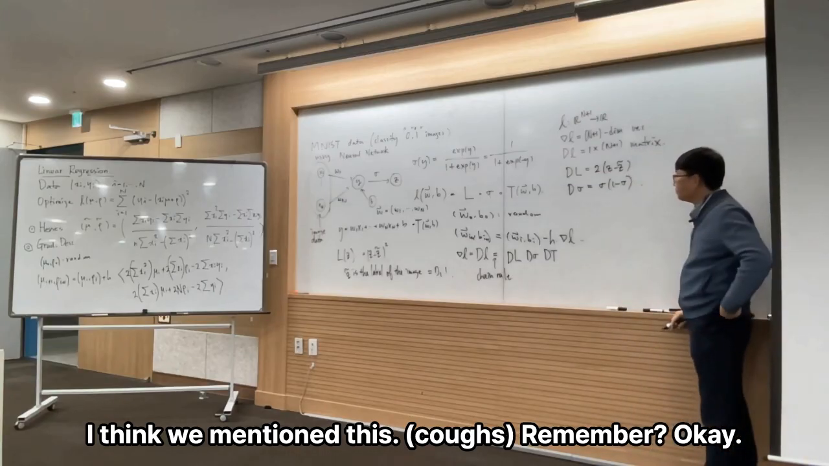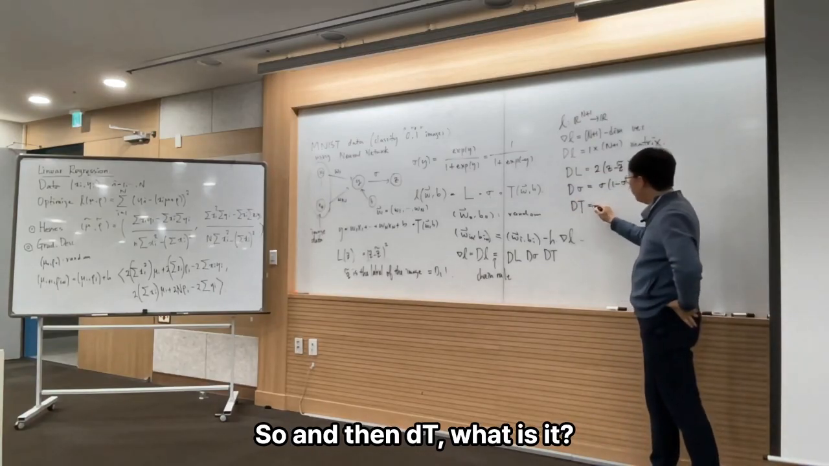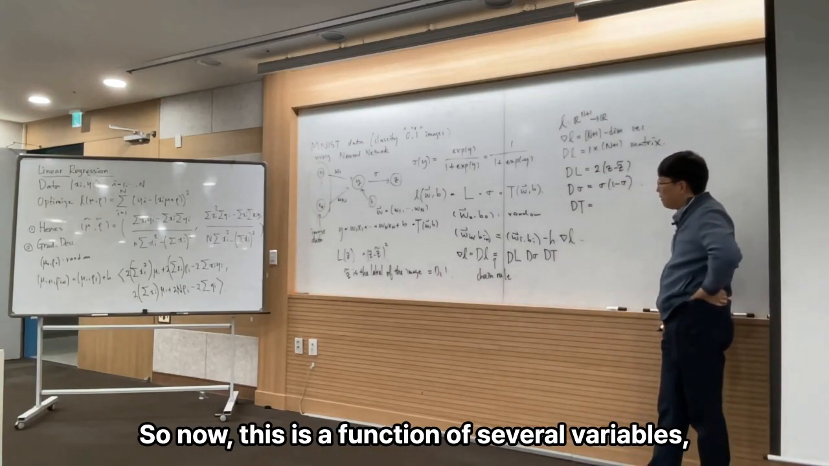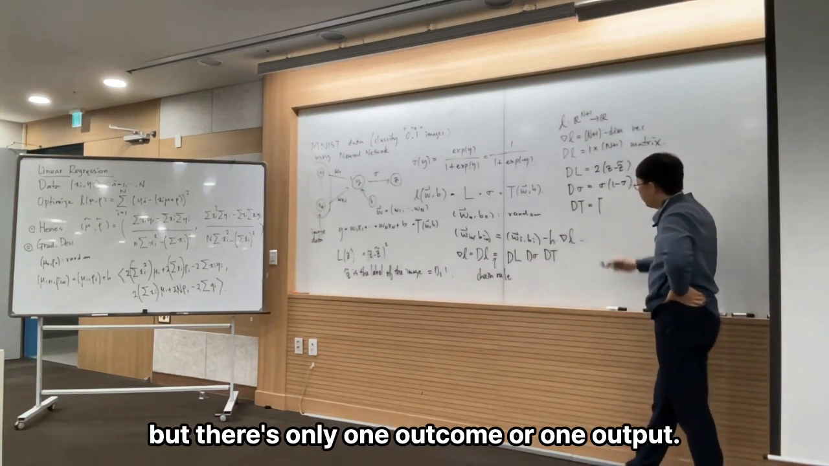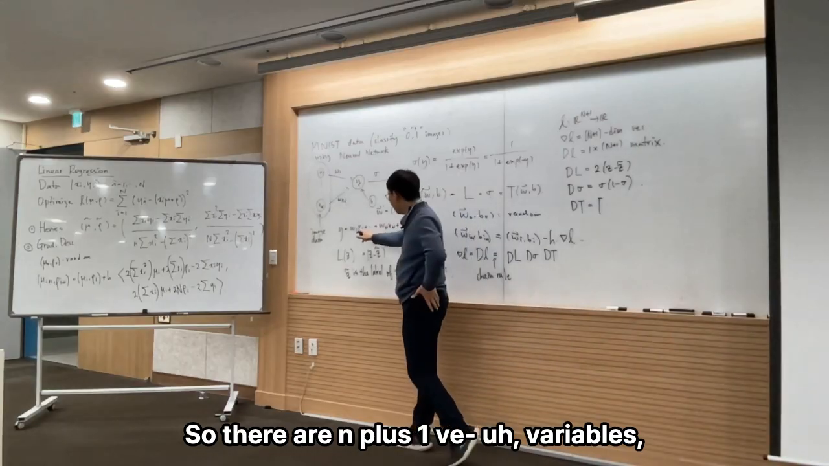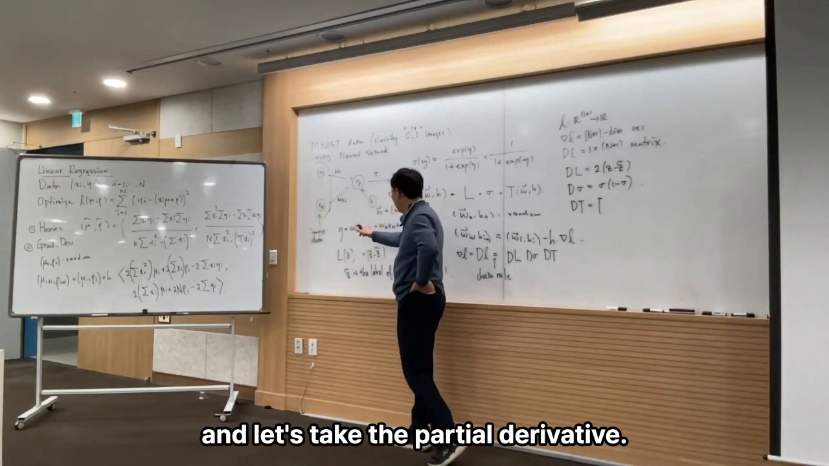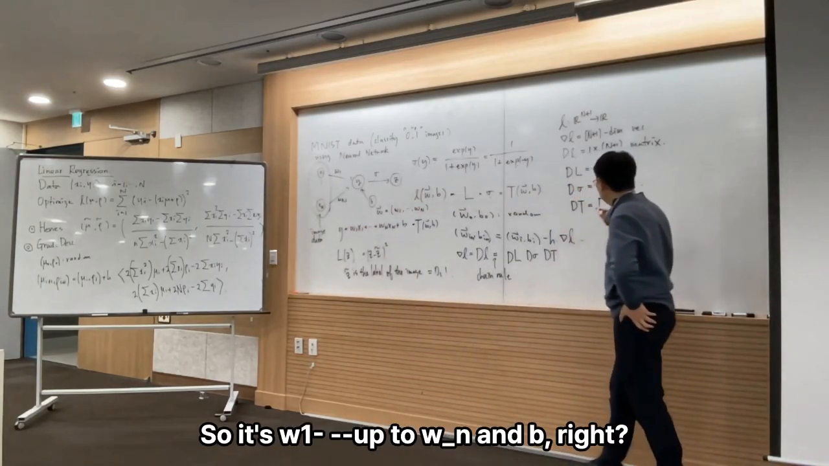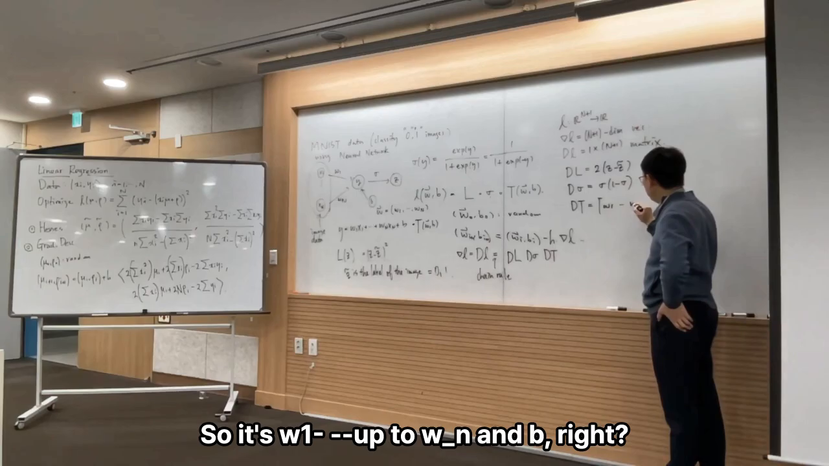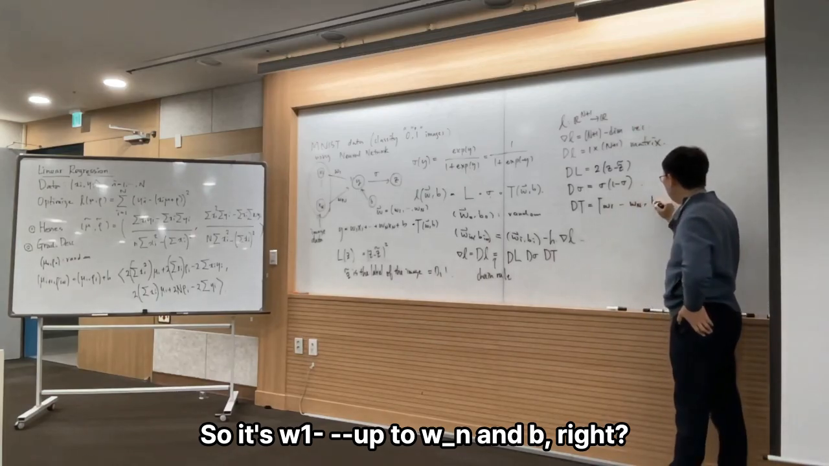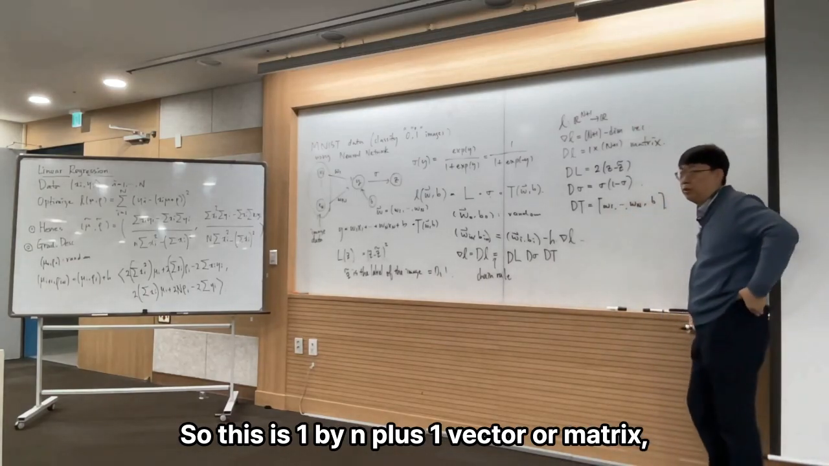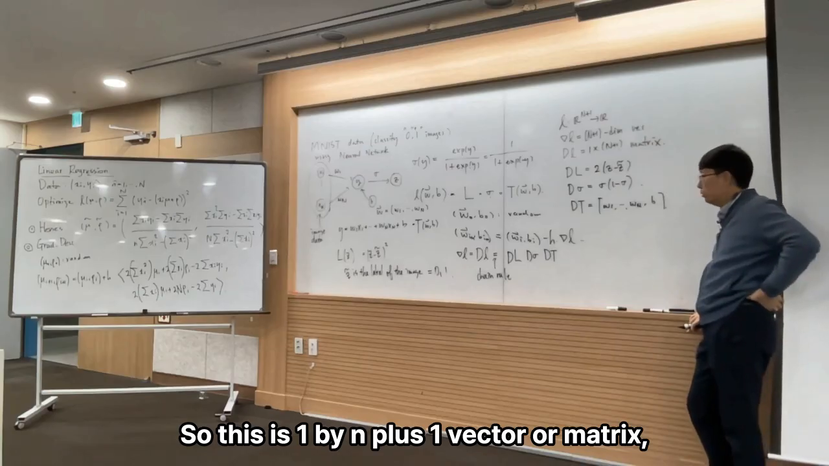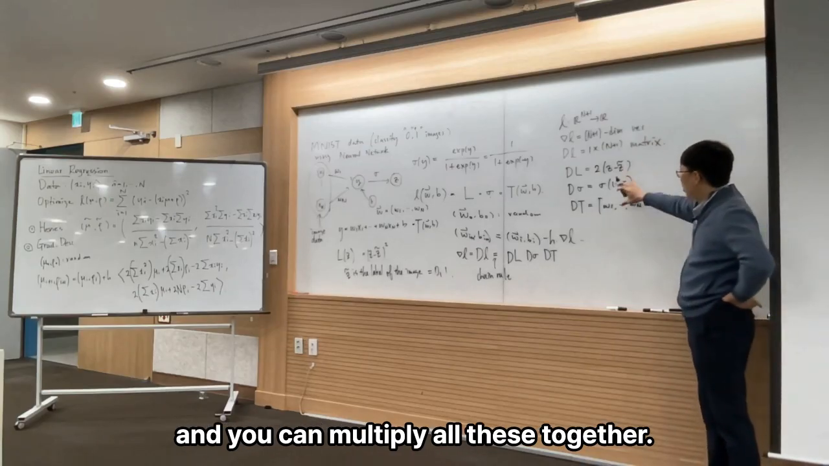Remember? Okay. So and then dt, what is it? So now this is a function of several variables, but there's only one outcome, one output. So there are n plus 1 variables, and let's take the partial derivative. So it's w1 up to wn and b, right? So this is a 1 by n plus 1 vector or matrix, and you can multiply all these together.